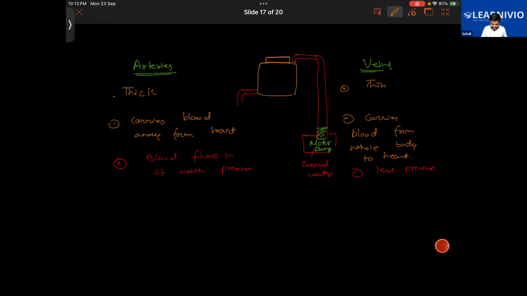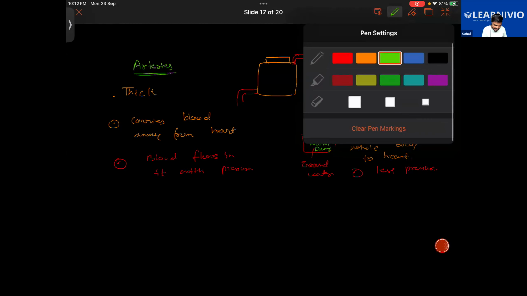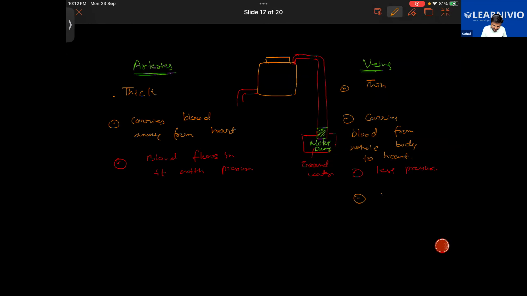Another difference, if you can recall from while the chapter was going on: we learned that the veins contain valves, and valves prevent the backflow of the blood. Valves are not needed in the arteries, since the blood is already flowing with pressure, so there's no question of blood flowing in the backward direction. So valves are absent in the arteries.